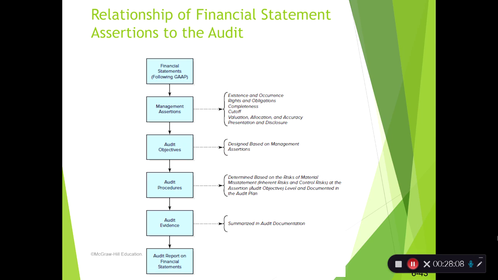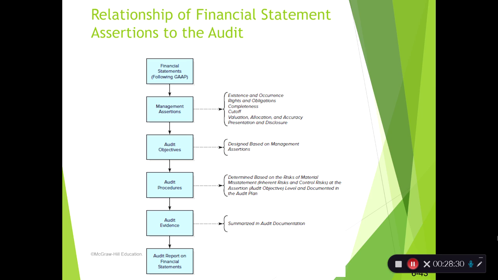Okay, and so then if we look at the relationship of financial statement assertions to the audit, we've got the financial statements. Management has a set of assertions. Those are those 6 assertions we talked about before. And we're going to come back to these over and over again when we get to the actual testing that we do later in the third portion of the course.